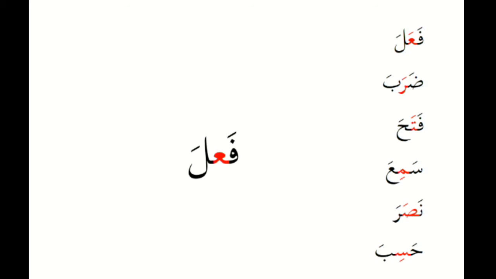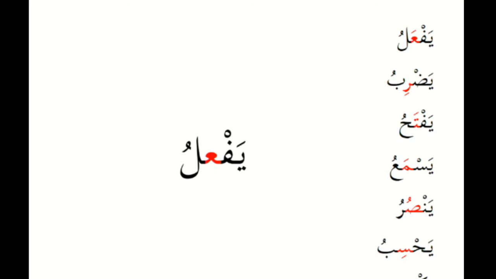Now the same can be said. So essentially this is your form. Your muffin tray looks like this. Fa, ayn with something on it, and then lam. So it can be fa'ala, fa'ila, fa'ula. Right. Now the same thing goes for the present tense.